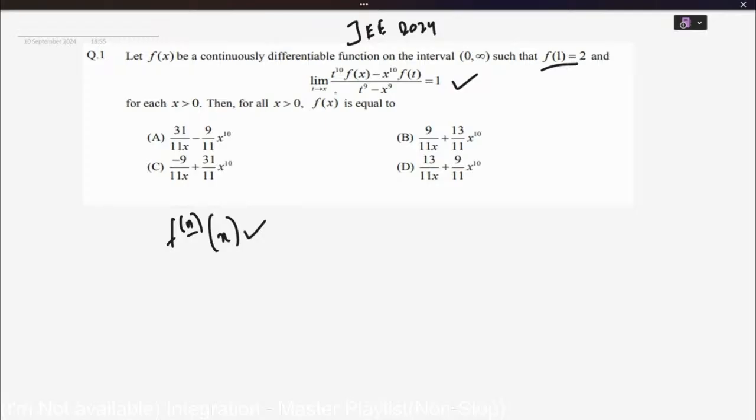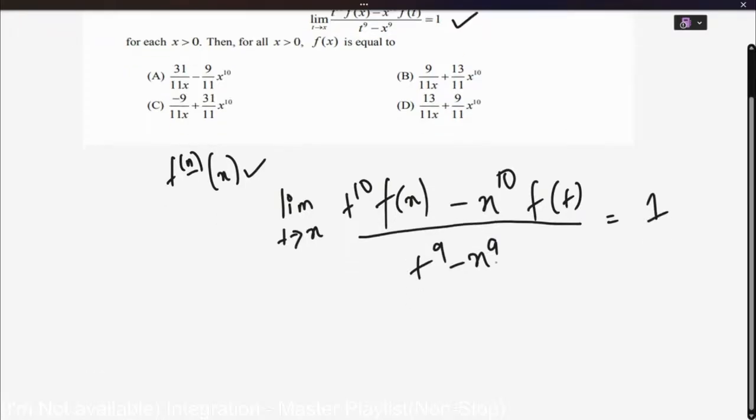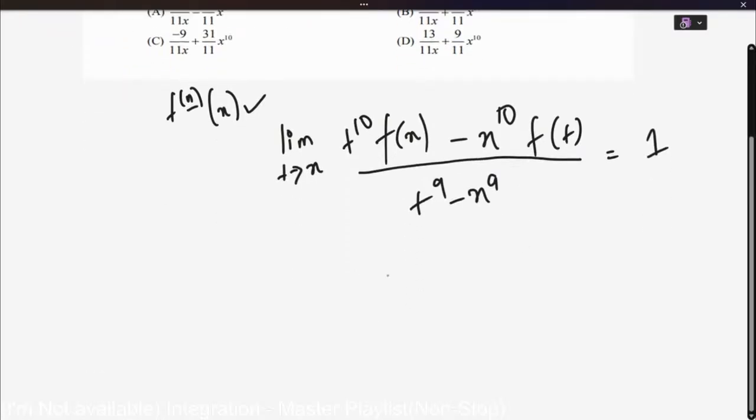Now, what I really wanted to show by choosing this problem is the pattern encoded in this kind of problems. The limit we are given is simply this: limit t tends to x of t to the power 10 f of x minus x to the power 10 f of t divided by t to the power 9 minus x to the power 9 equals 1. Correct? Now, this is very familiar to some standard limits that we already know. I will write down those two limits.